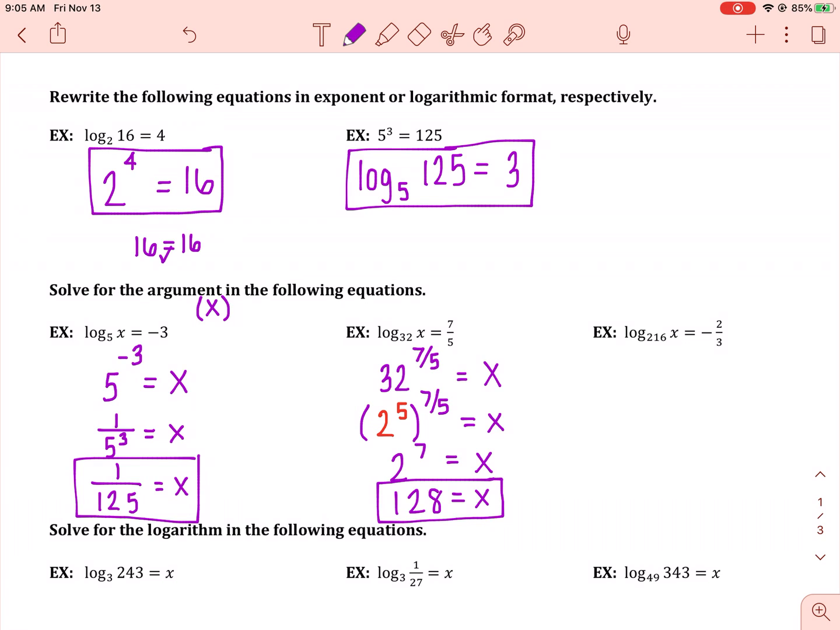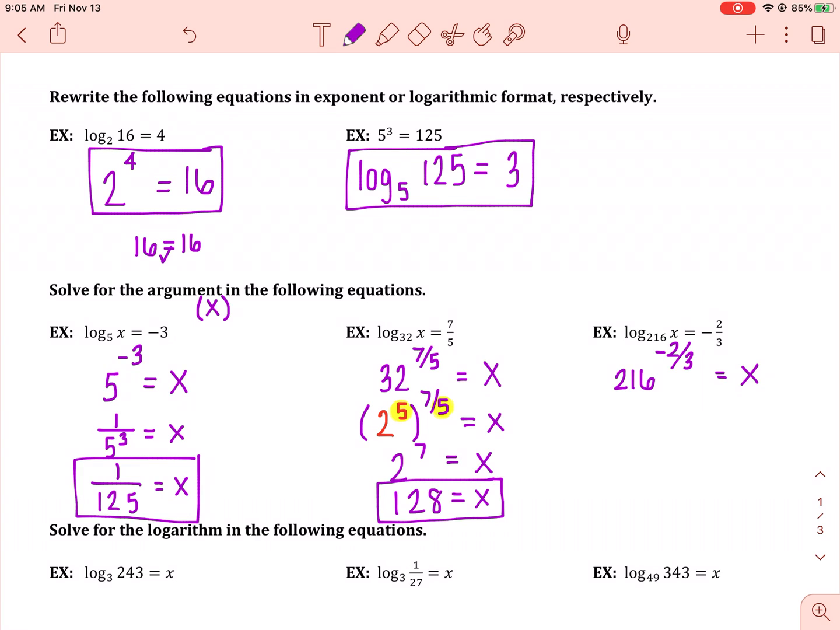We'll practice that a lot, but your goal is to get your exponent to match the denominator of the other so that it can cancel when you multiply. One more in this section. You're going to take your base, raise it to your exponent, equals the argument.